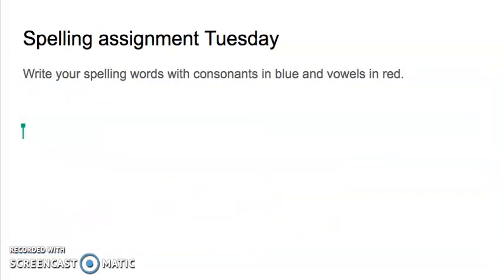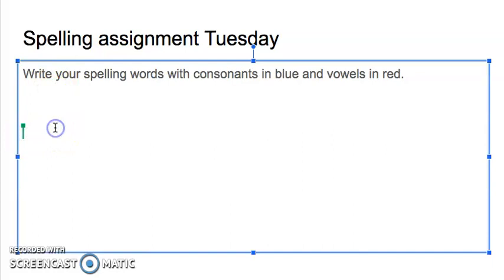For tonight's spelling homework, you're going to write your spelling words with consonants in blue and vowels in red. Remember, your vowels are A, E, I, O, and U. Okay?